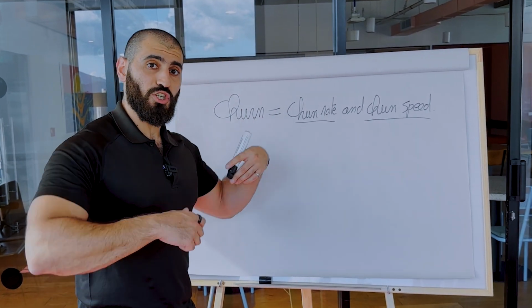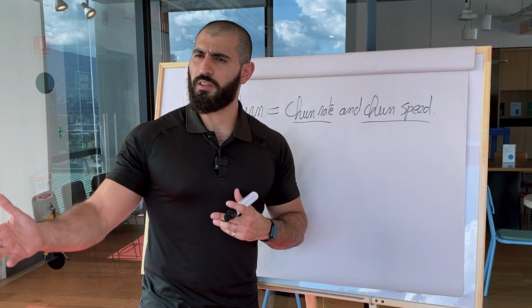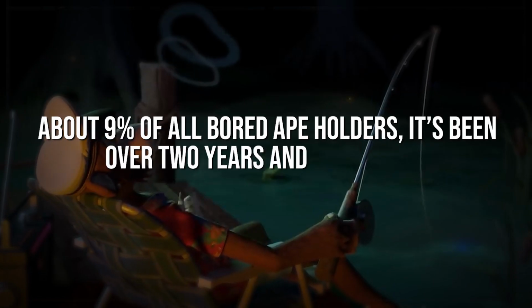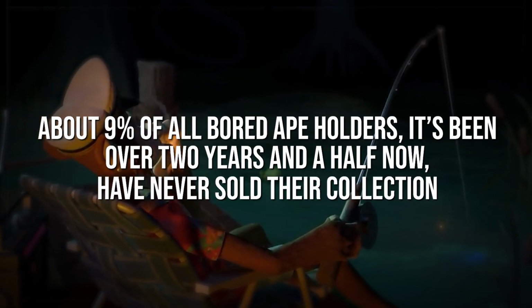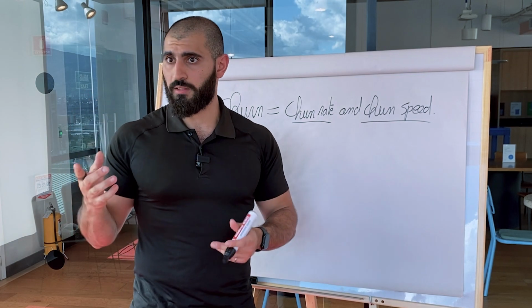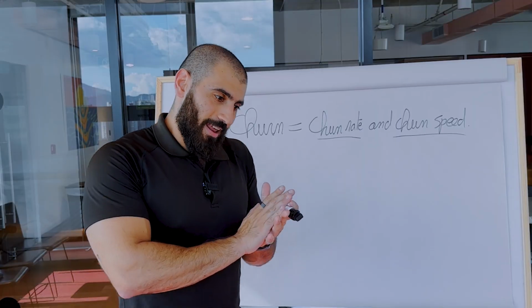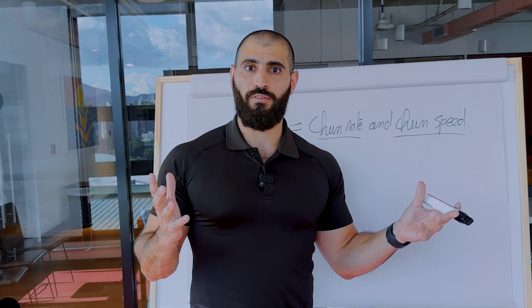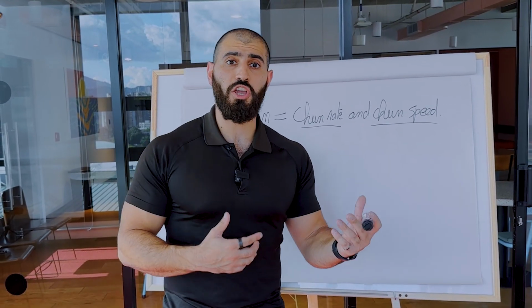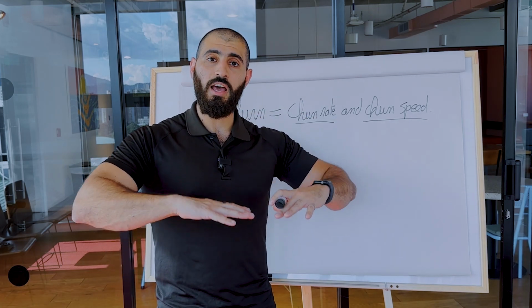Churn rate is pretty much the rate of people who are going to churn from your ecosystem. I've seen a stat somewhere this week on X that about 9% of all Bored Ape holders, it's been over 2.5 years now, have never sold their collection. So for Bored Ape, the LTV churn so far is 91%. 91% of people have flipped their Bored Ape. 9% have never. And naturally with Bored Ape, it's been 2.5 years. But for you, if you are a new NFT project, if you've been in the market for a month, 6 months, a year, your aim should be to have as low of a churn as possible.